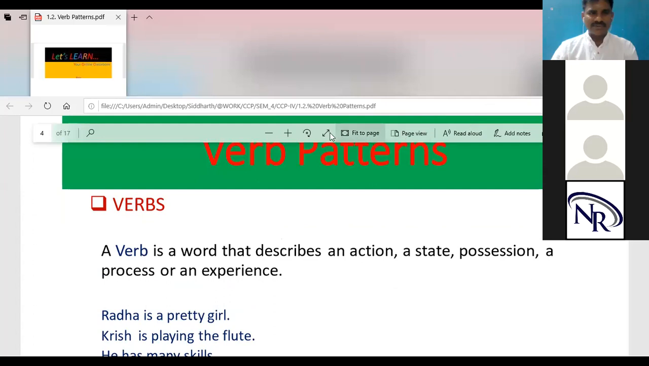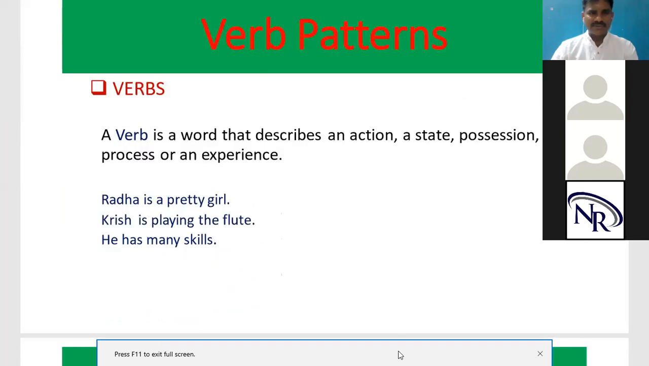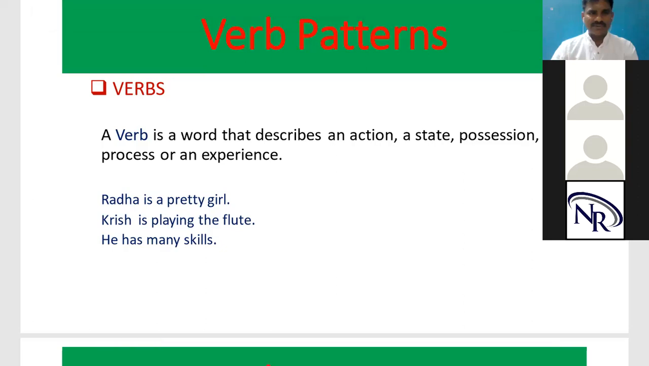So what is a verb? Action word, sir. Action words? Okay, is the screen visible to you? Yes, sir. So verb is not only action. A verb is a word that describes an action, a state, a position, a process, or an experience.